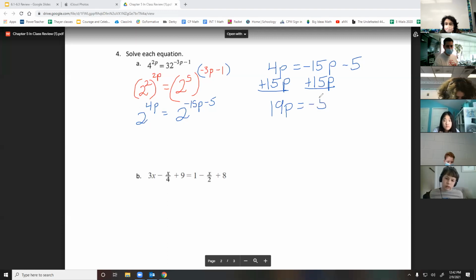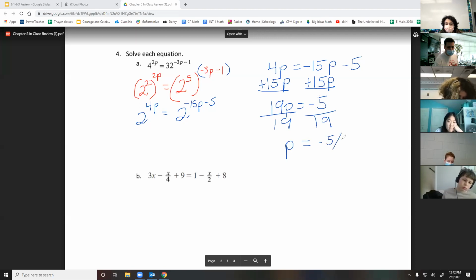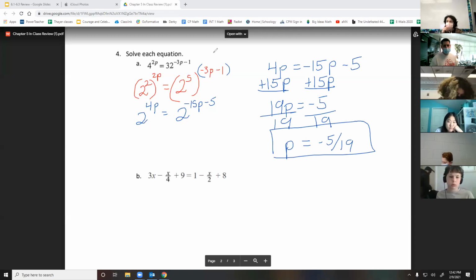19p equals negative 5. And that would mean p equals this really pretty rational number of negative 5/19. That would be our answer right there. Very good. I'll pause here for questions.